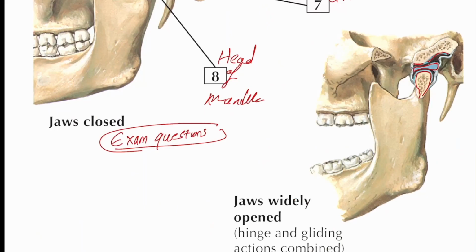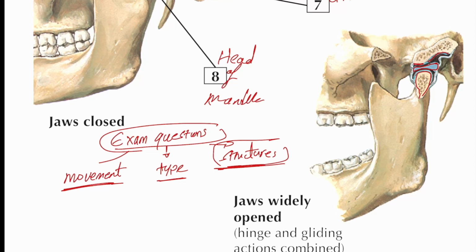The exam questions might be related to 1, the movement of the mandibular joint, 2, the type of the mandibular joint, and also the structures forming the mandibular joint. We talked about the structures: the mandibular fossa, the articular tubercle, and the disc in between, and the head of the mandible below. Type: it's a synovial hinge joint.